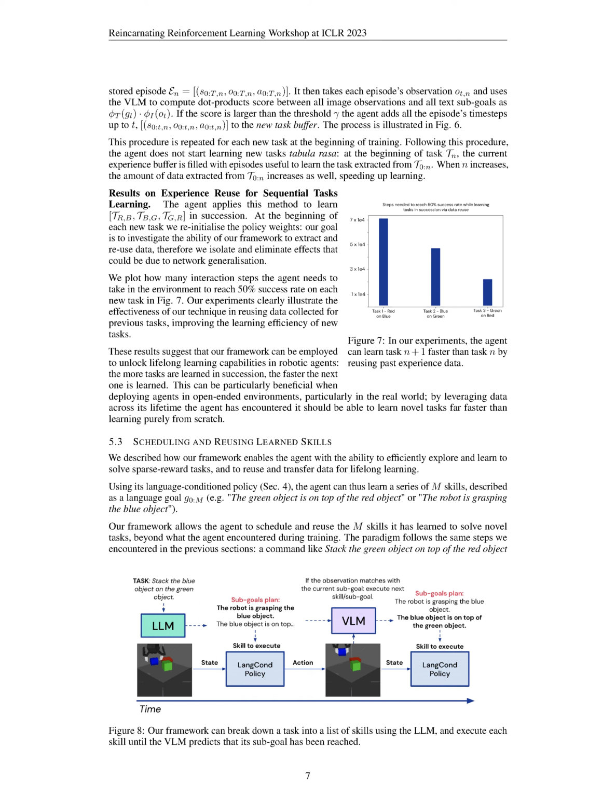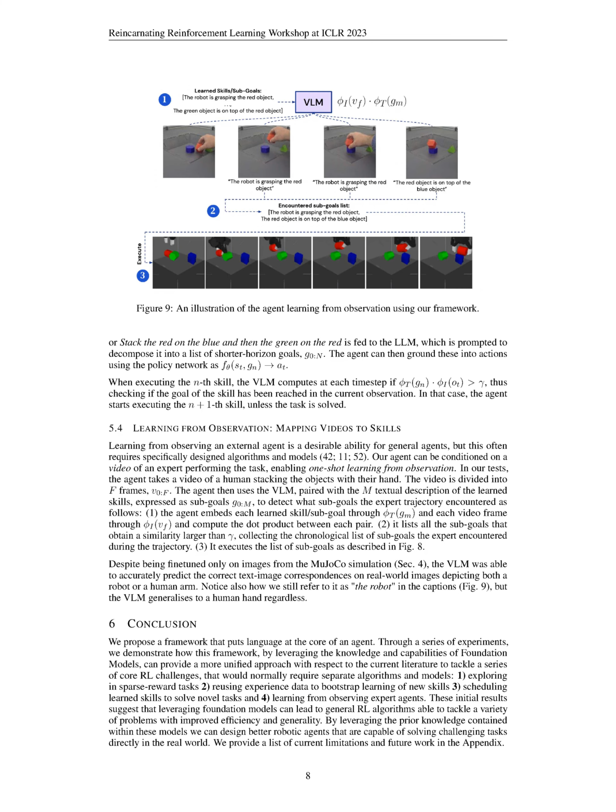A command like, "stack the green object on top of the red object," or, "stack the red on the blue and then the green on the red," is given to the Language Learning Model, LLM. The LLM then breaks down this command into a list of shorter goals. The agent can then translate these goals into actions using the policy network. When the agent is executing a skill, it checks at each step if the goal of the skill has been reached in the current observation. If the goal has been reached, the agent starts executing the next skill, unless the task is already solved.